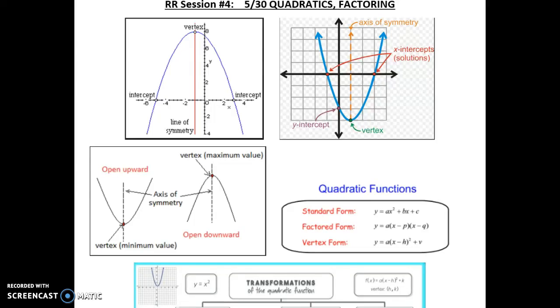Here we go, here we go, here we go. One more time. Here's session 4.